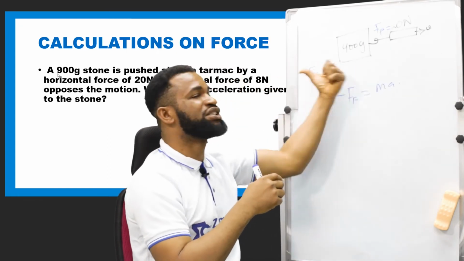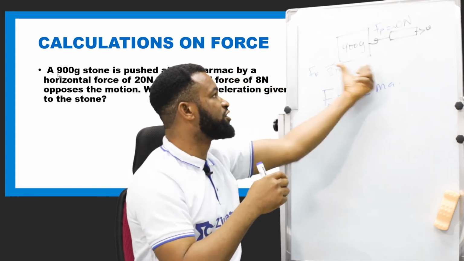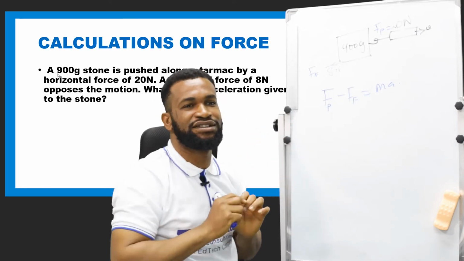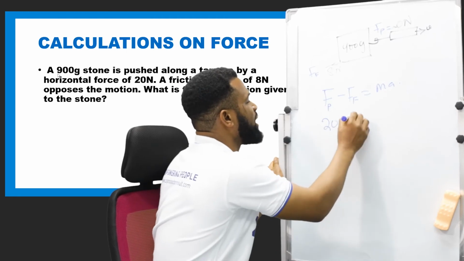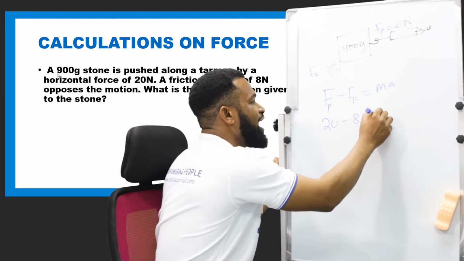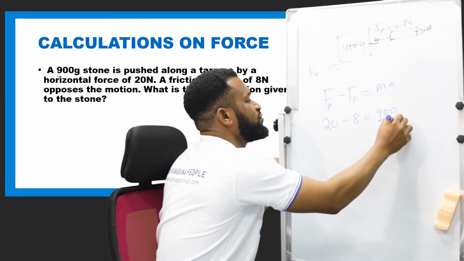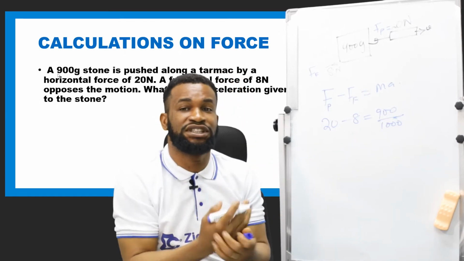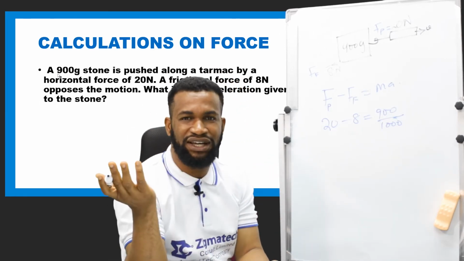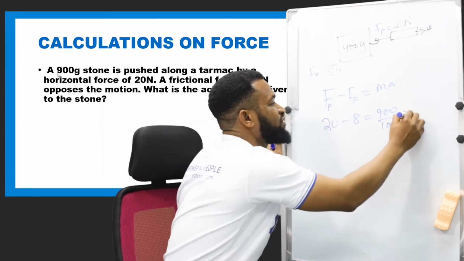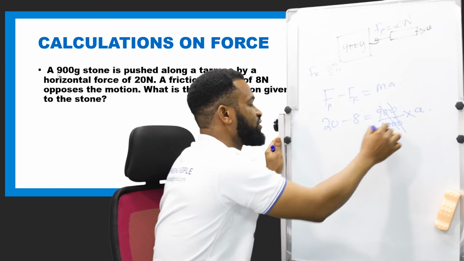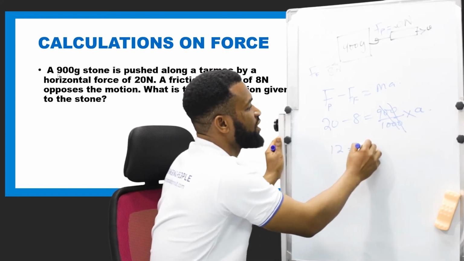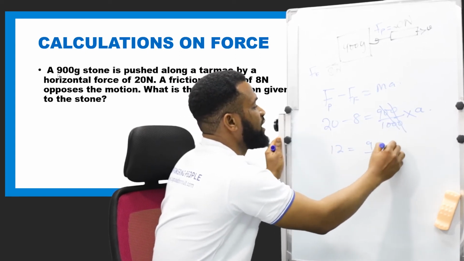And there is another force which is not up to this force. So it's moving in. So I'm going to do a change. There is going to be a change in force. So I'm going to put 20 minus 8 is going to be 900 all over 1,000. Why 1,000? I have to convert it to kilogram because that's my SI unit. Then times the acceleration, which is A there. This we cancel this. This we cancel this. This is 12 is equal to 9 over 10 times A.